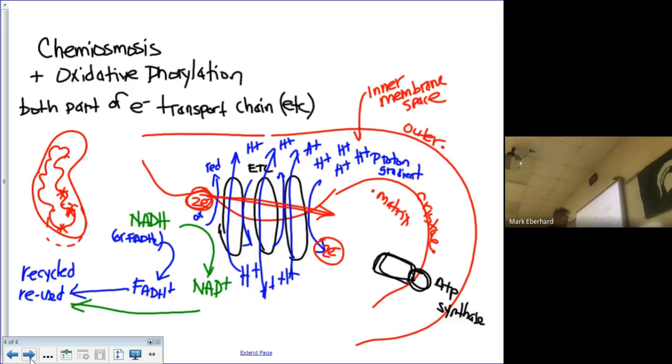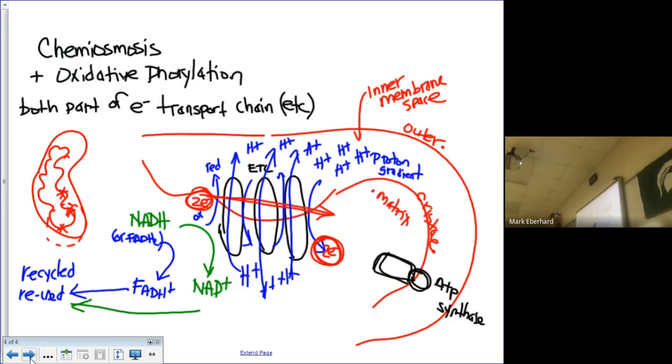When I'm done, I'm left with an electron down here that's at a lower energy state. Something has to happen to this electron. We'll come back to that in a moment, but this electron can't just hang out there. That electron has to go somewhere.